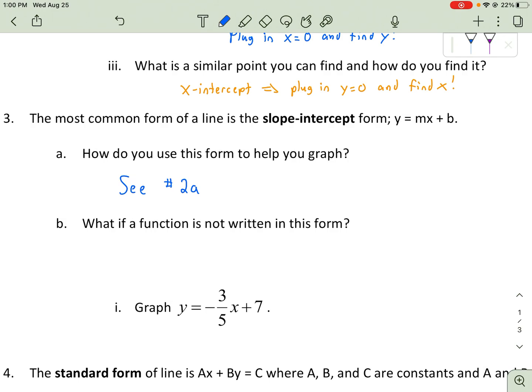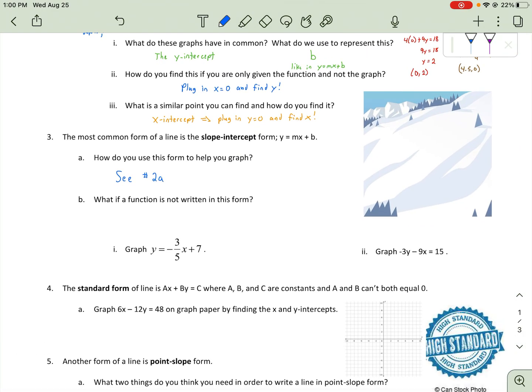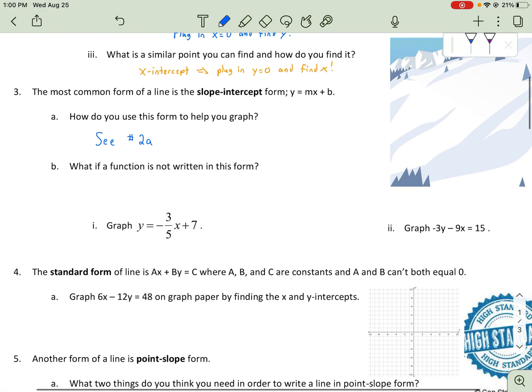What if a function is not written in this form? Well, if it's not written in this form, we can get it in this form. So if a function is not written in this form, we can rewrite it in slope-intercept form. Or, as we did above, find 2 points.